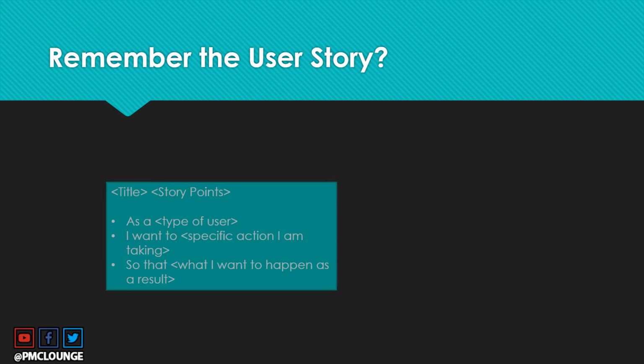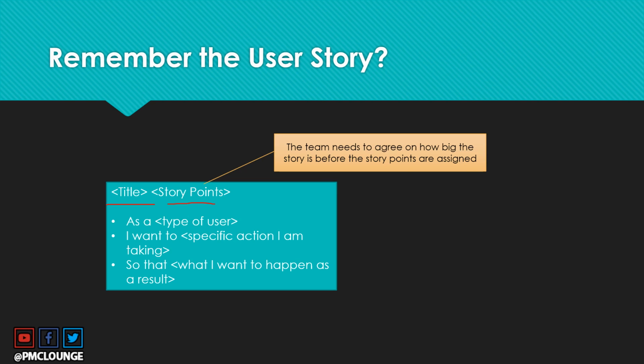Finally, I hope you remember the user story that we talked about. It has a title and then it has a story point. Now, how do you enter a story point to a user story? It's very simple. The team needs to agree. So that means the team is discussing how many story points should be assigned to a user story. And based on how big the story is, story points can be assigned by the team.